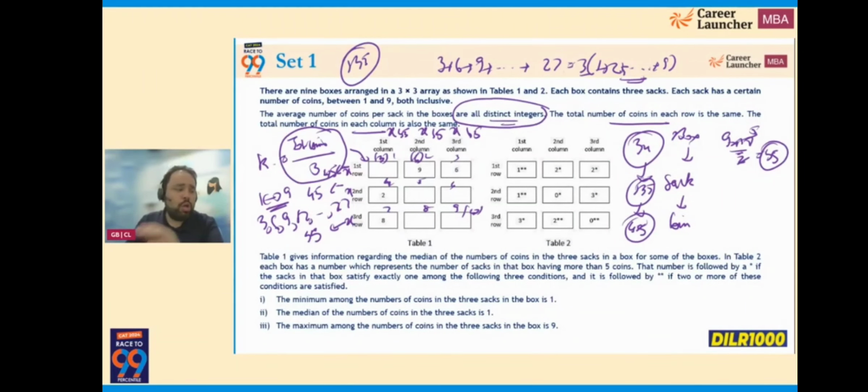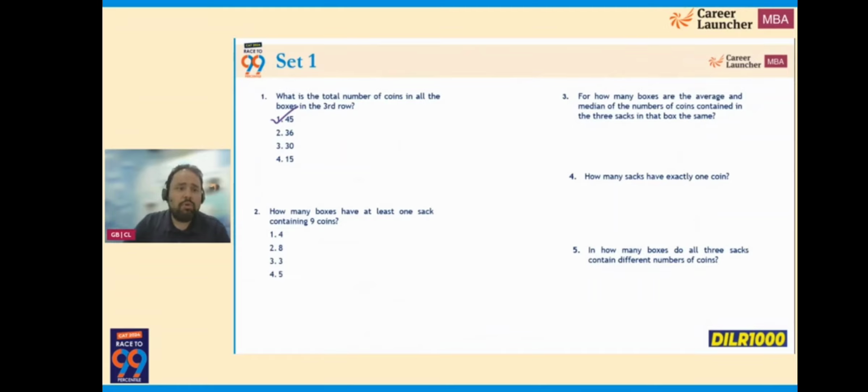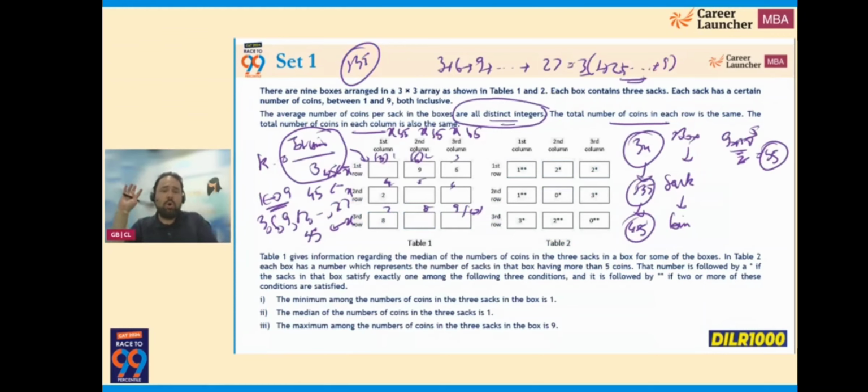This was a math question. This was a question on averages. It is not an LRDI set, it's a question on averages, and the answer to this is 45. It's done. I don't even need to solve the set, I am solving math. It is not LRDI at all, this was a quant question, a question on averages. So the first question is a quant question.